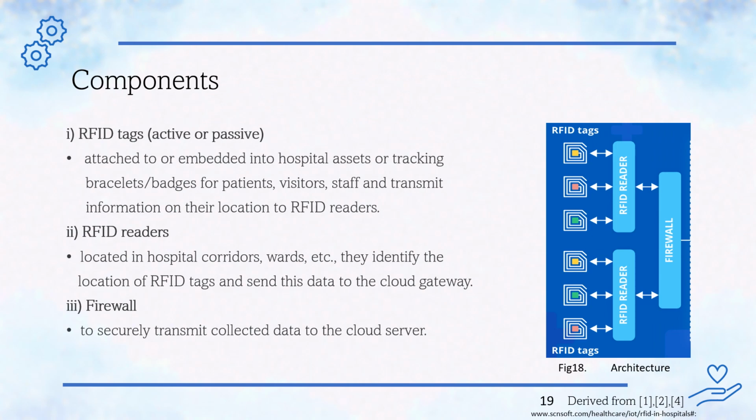Moving through the components, we have the RFID tags, which are attached to or embedded into hospital assets or tracking bracelets, or it could be a bracelet or badge, and it could be used for patients, visitors, and staff, and can be used to transmit information on their location to whatever RFID readers are around. The RFID readers can be located anywhere in the hospital, like corridors, wards, etc. And it is very much used in patient tracking and has other similar applications. The firewall is for security, as mentioned earlier. It securely transmits collected data to the cloud server.